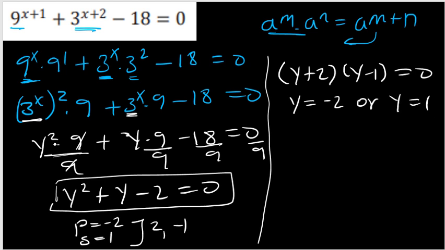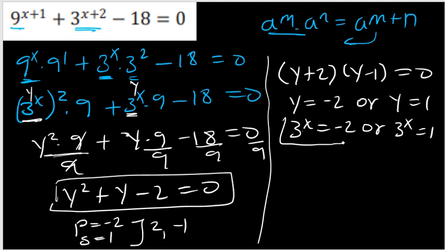But now let's get it back. What's y? The y is the one found here, 3 to the power of x. So 3 to the power of x is equal to -2, or 3 to the power of x is equal to 1. But 3 to the power of x equal to -2 is impossible, because the range of the exponential function is the positive real numbers. 3 to the power of x cannot be negative anyway. Whatever number we plug in place of x, it can't be negative, so this one is cancelled.